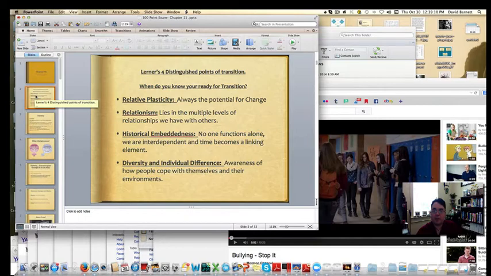Lerner in your book had 4 distinguishing points of transition. When do you know that you're ready for transition? Well, when we think about times in our life when we know that something is about to change, or we're at that point mentally that we're looking for a change, there's 4 elements according to Lerner that kind of happen that distinguish that transition period.